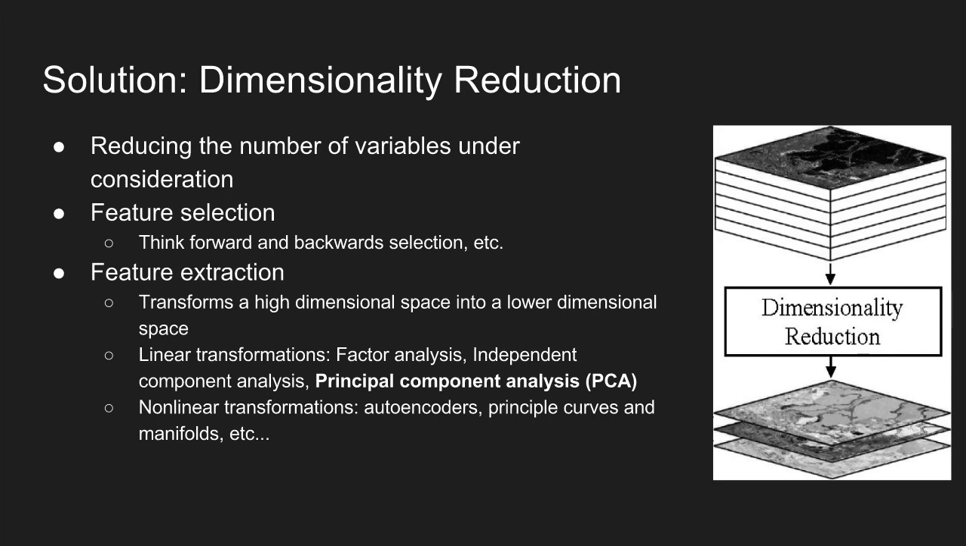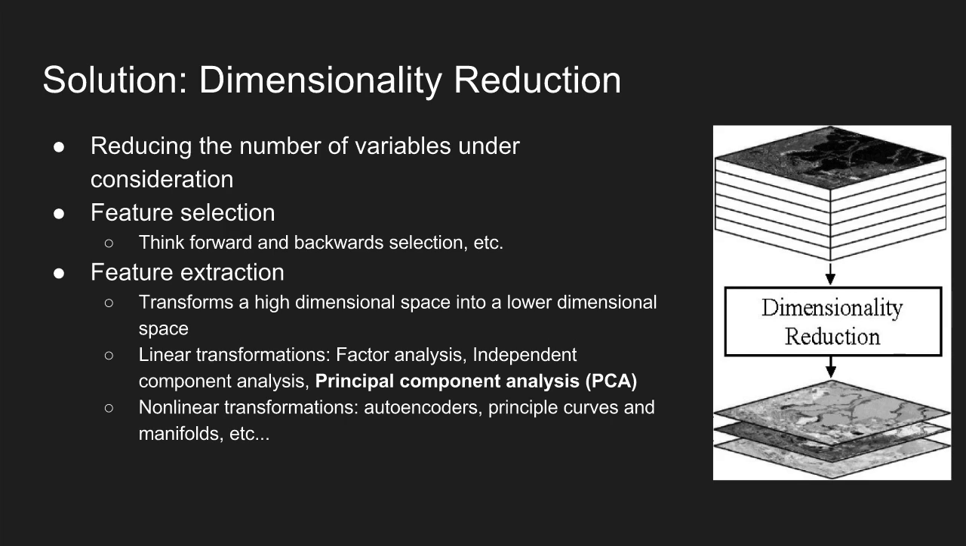There are two subfields here. We talked about feature selection back when we talked about linear regression. We can do forward selection, backward selection, try to just remove the features and compute our models again and see what happens. Our more interesting approach to dimensionality reduction is feature extraction, which is what we'll talk about today. This is where we transform a high dimensional space into a low dimensional space.